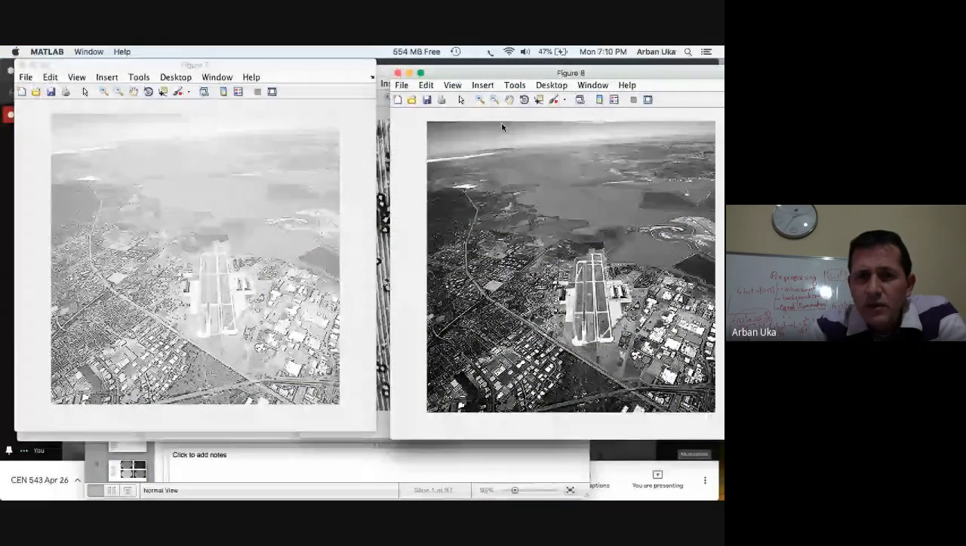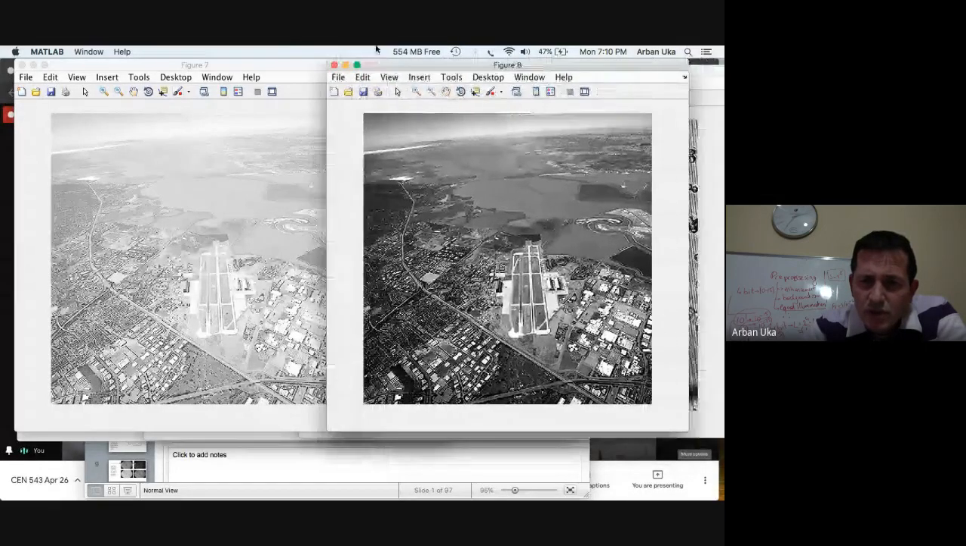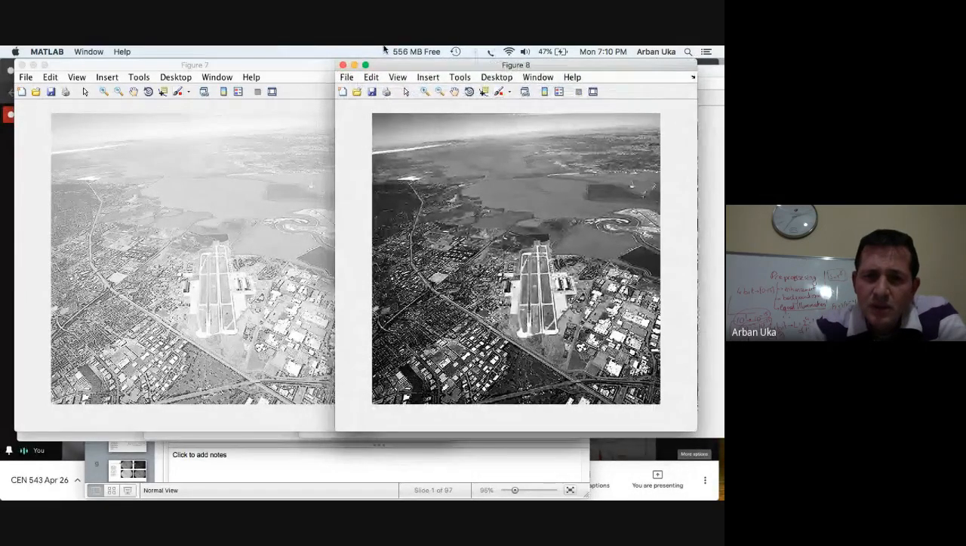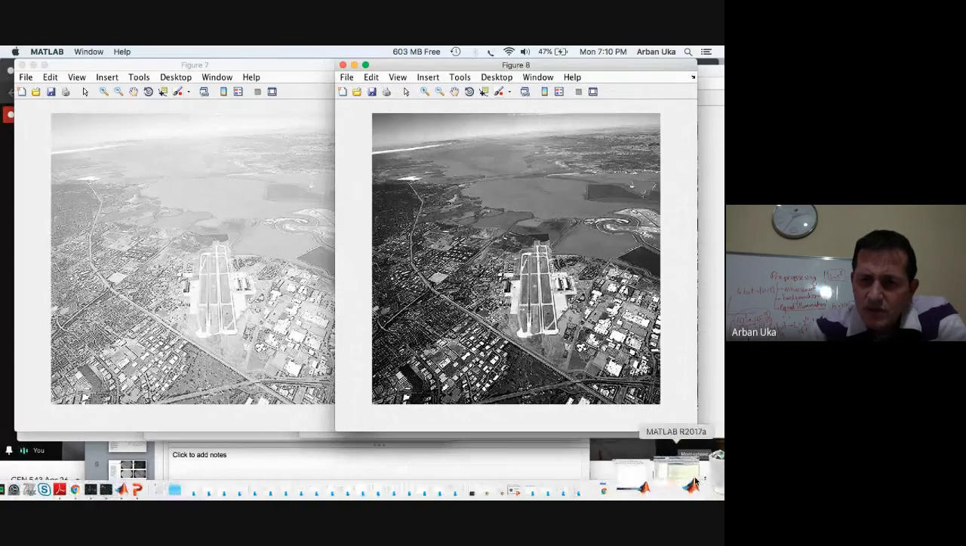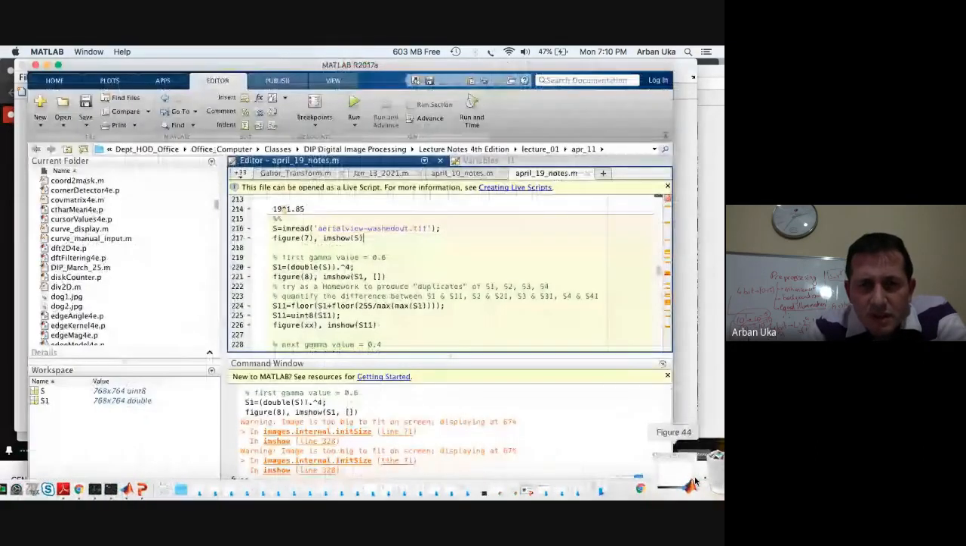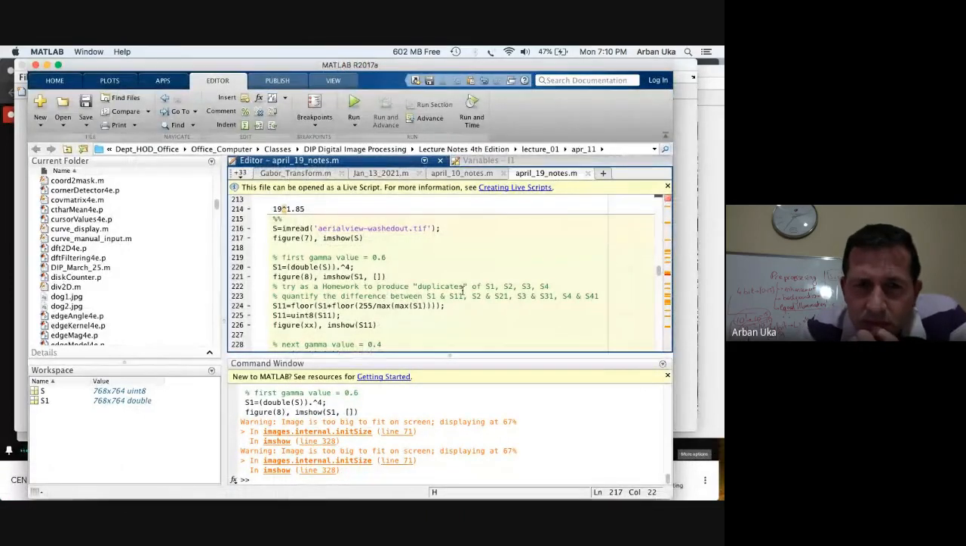Of course, to human perception, this image does a better job because we have a higher contrast and we can detect specific features much better. But personally, I don't understand this one because S1 is equal to double S to the power 4. Sorry, let me pick up. So to the power 4. I'm trying to understand this.